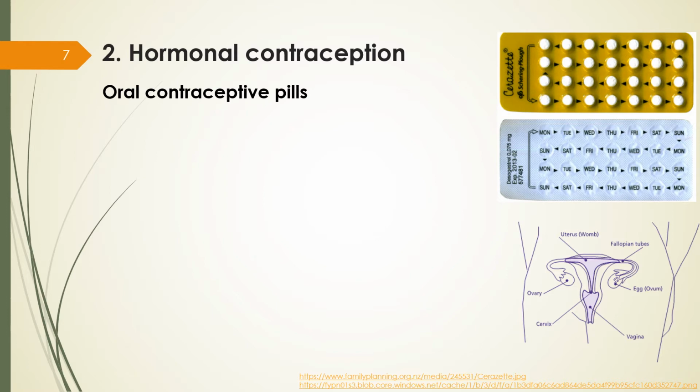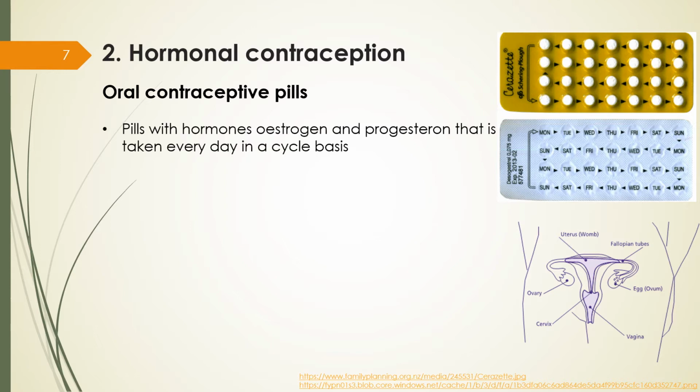Let's talk about the oral contraceptive pills. I guess this is the most famous method of contraception. So you take a pill that contains estrogen and progesterone, that is taken every day in a cycle basis.